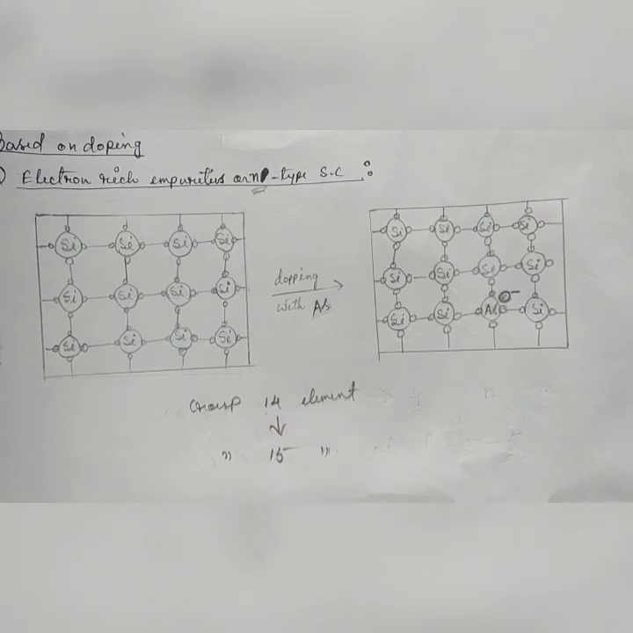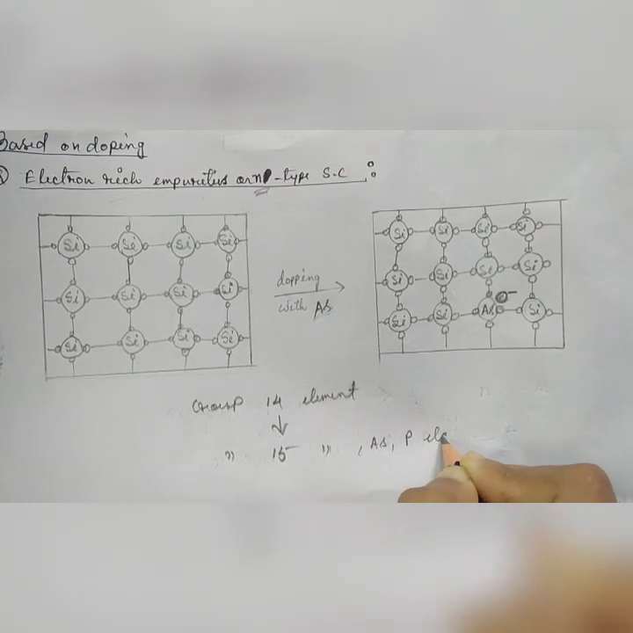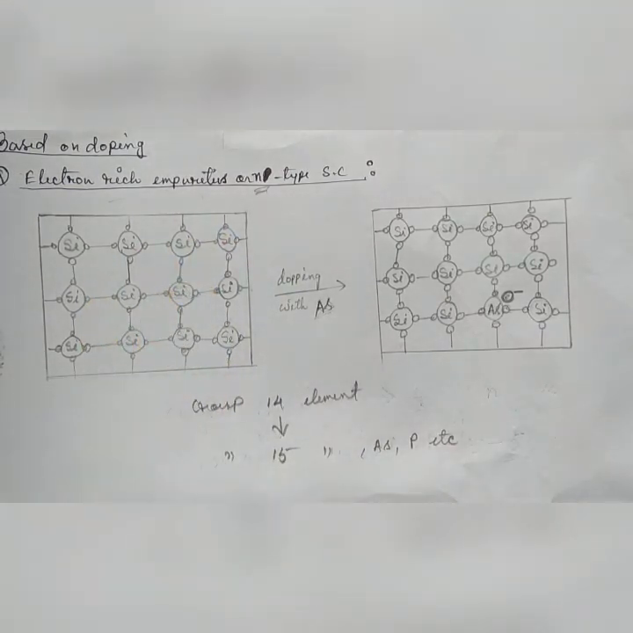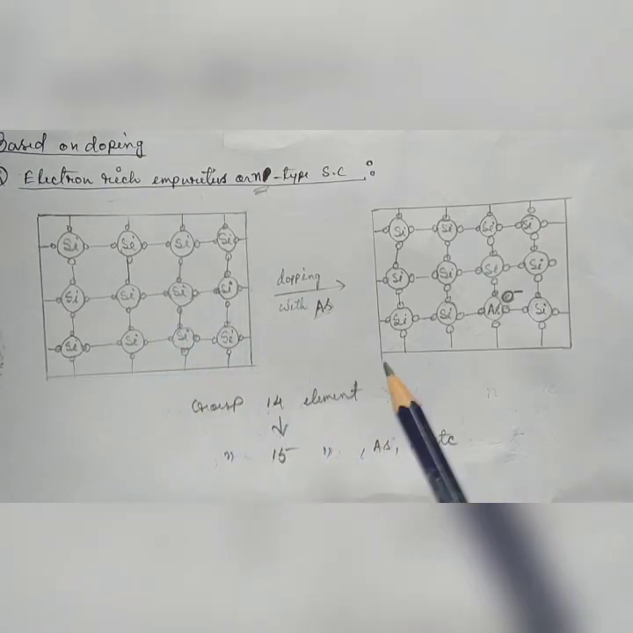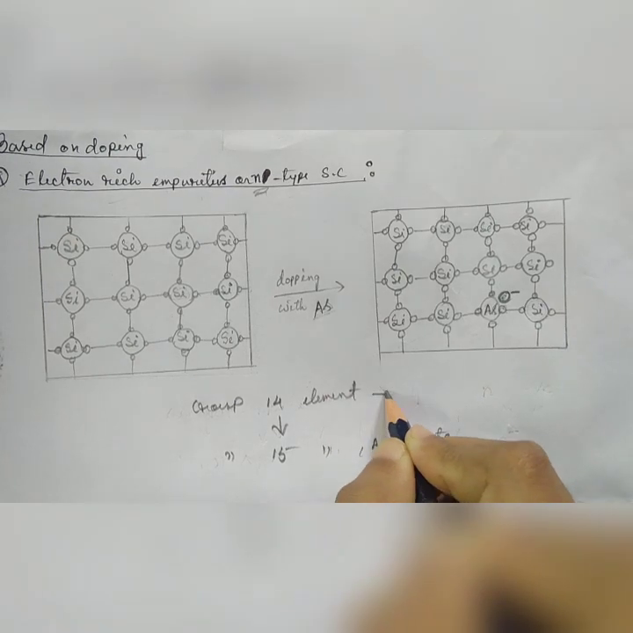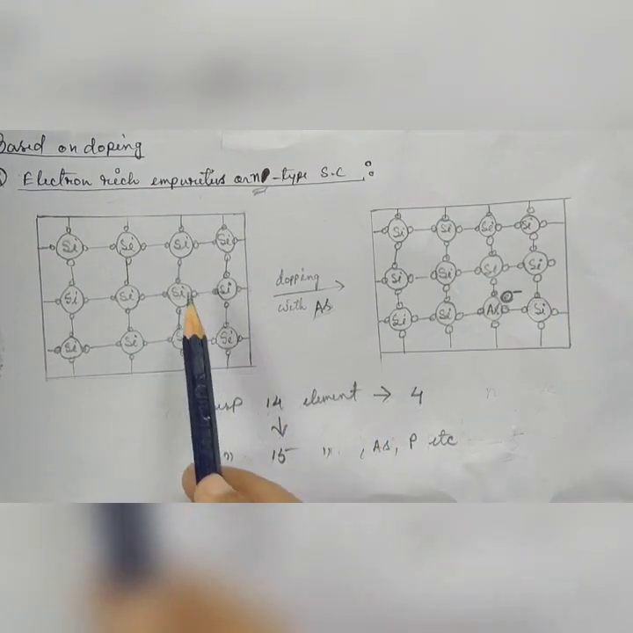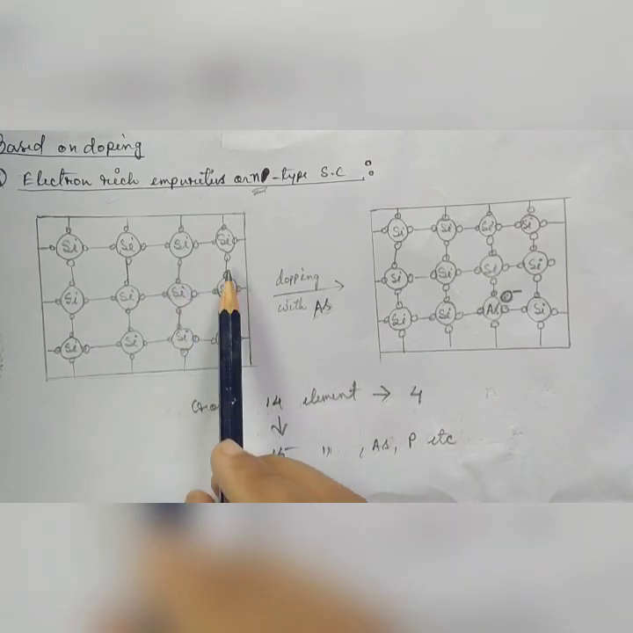Okay, group 14 elements are doped with group 15 elements, for example arsenic, phosphorus, etc. For this type of semiconductor we took the perfect crystal of a group 14 element, that is silicon, because silicon is a group 14 element. And in case of group 14 elements, there are a total of 4 valence electrons. So silicon has 4 valence electrons: 1 2 3 4, 1 2 3 4.